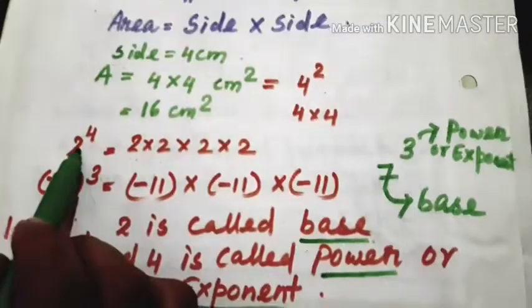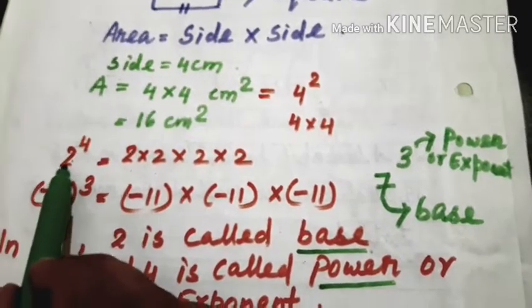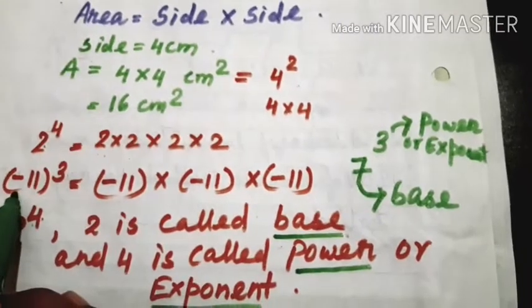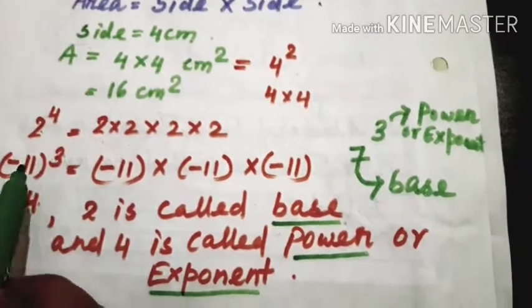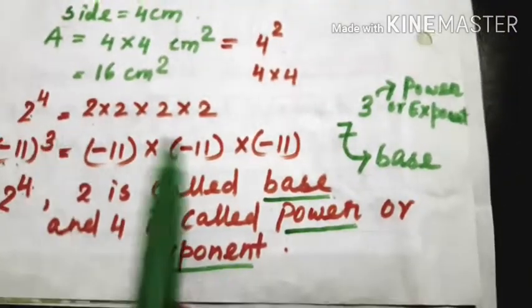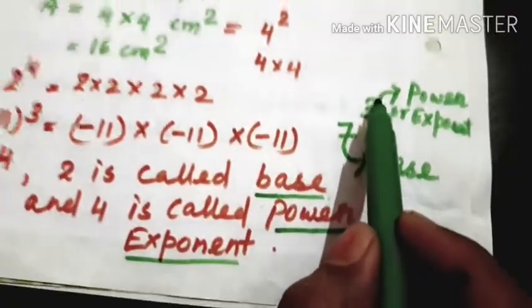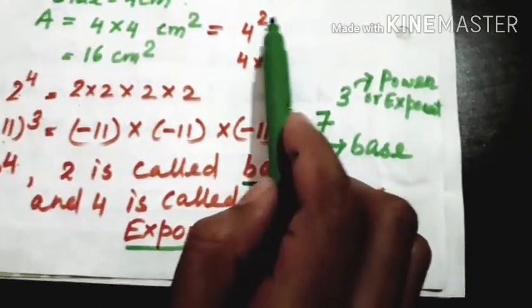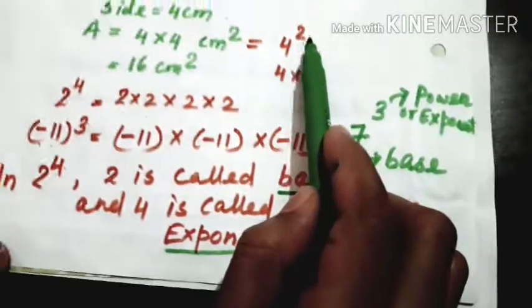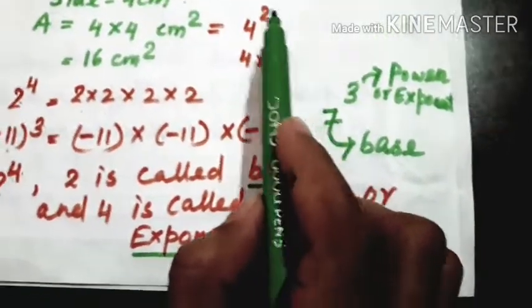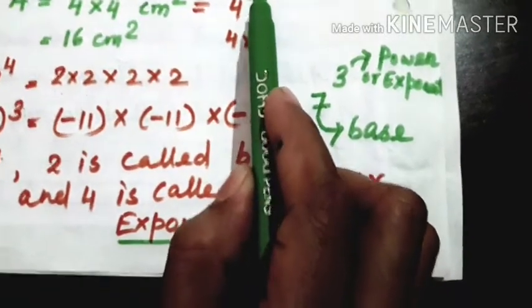And how can we read it? 2 to the power 4, you have to read like this: 2 to the power 4. Then minus 11 to the power 3, 7 to the power 3, and 4 to the power 2. That means you can also say 4 square. If you see any power 2, you can say square.